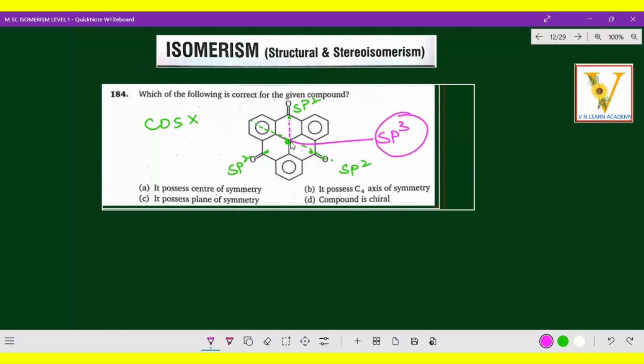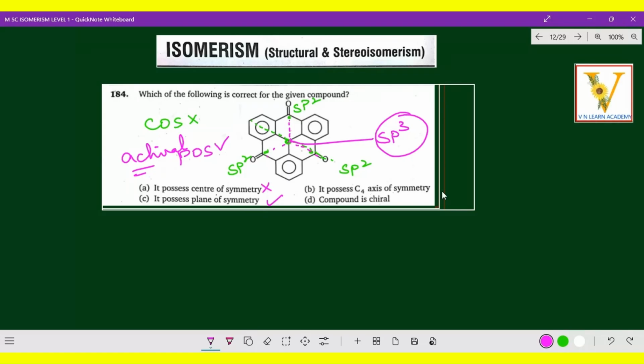Is POS present or not? Let us check here. Actually, POS is present. Now, this is an achiral compound. So that means this is a chiral compound? No, it's an achiral compound. When you cut this side, these both are similar. When you cut this side, these both are similar. So it is an achiral compound and it possesses a plane of symmetry. Center of symmetry, it is not there.